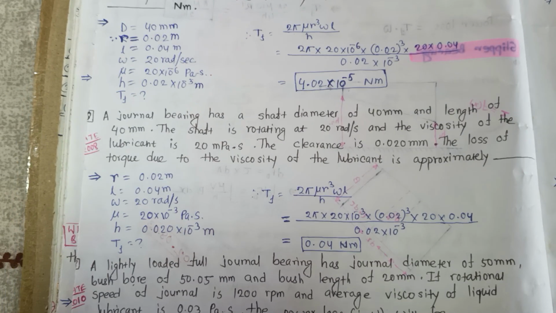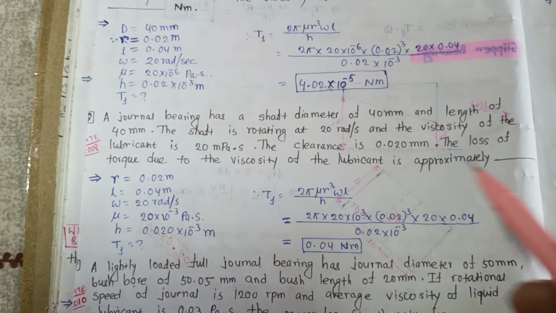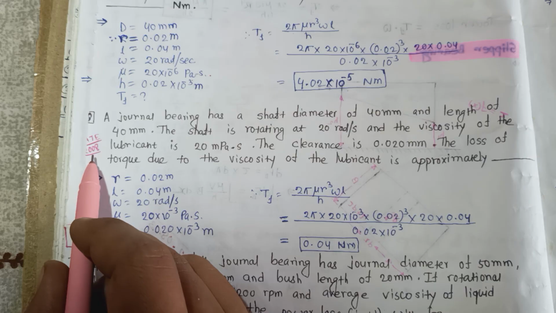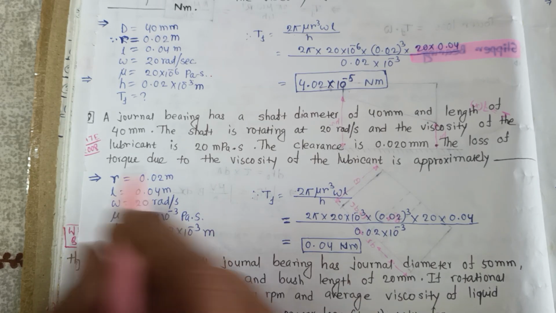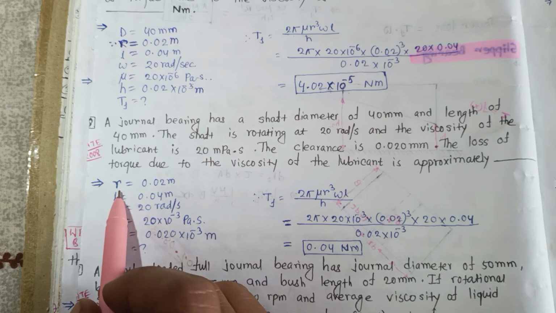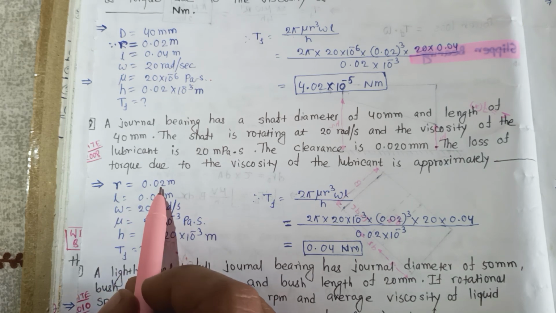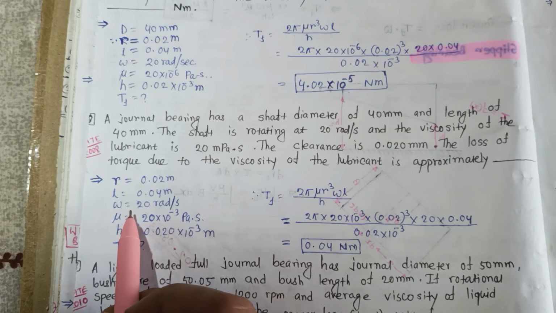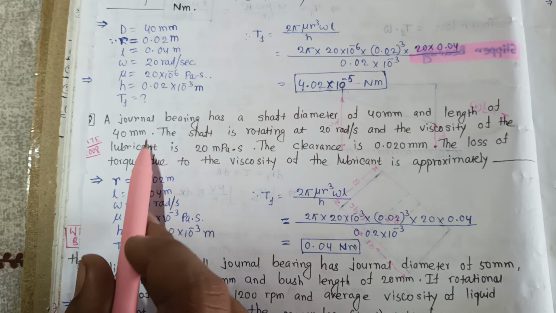Okay, there is also the same type of question here. This is also an important question. This is a previous year GATE question. A journal bearing has a shaft diameter of 40 mm. So the diameter is given, so the radius will be 0.02 meter. Length is 40 mm, so L is equal to 0.04 meter.